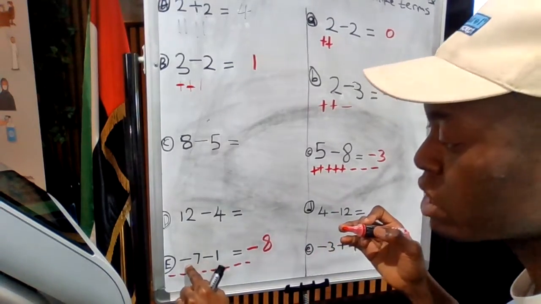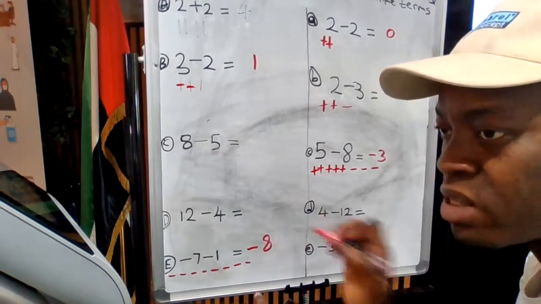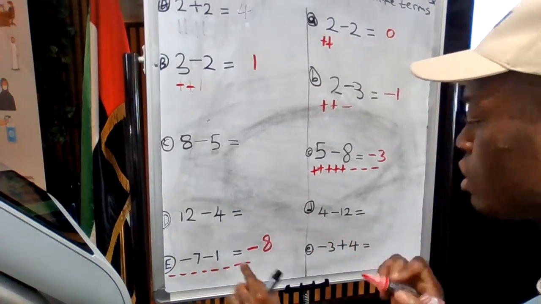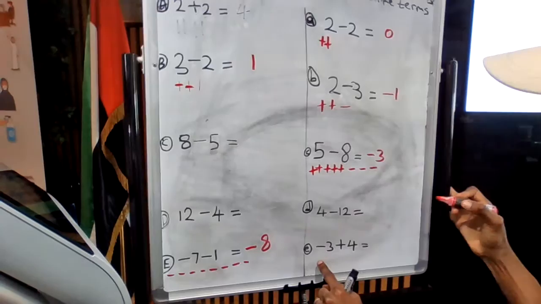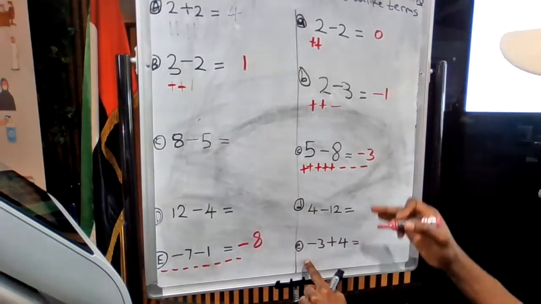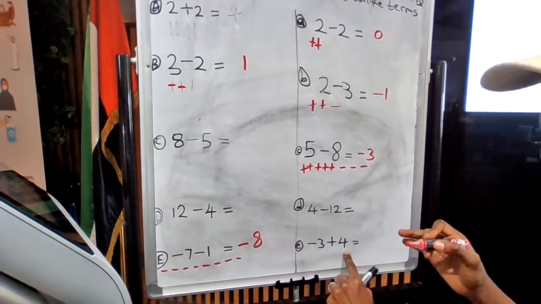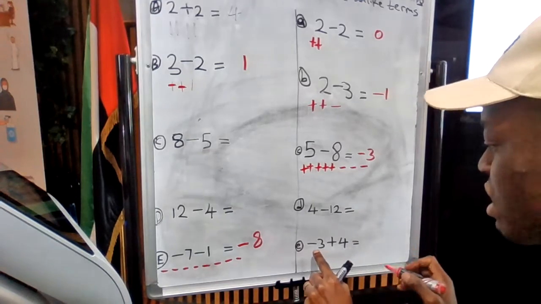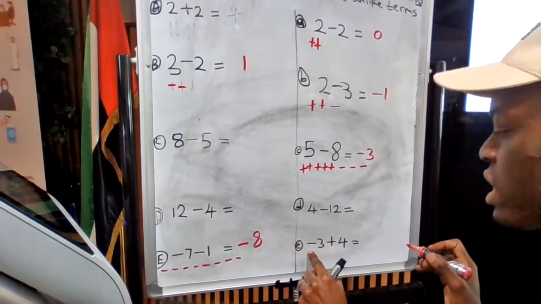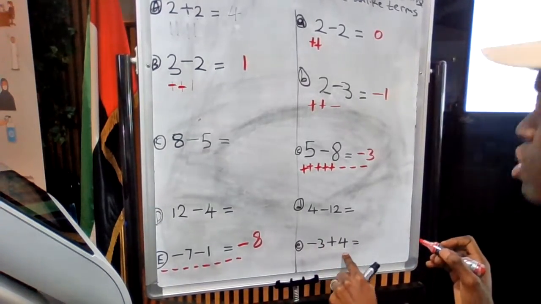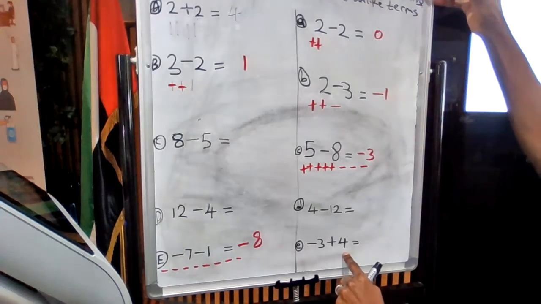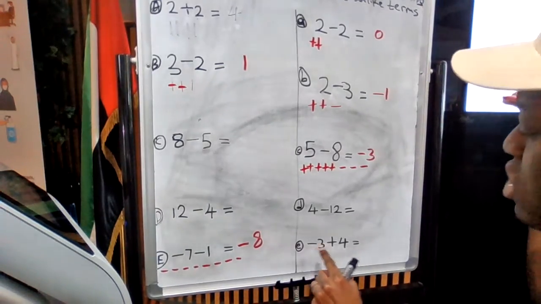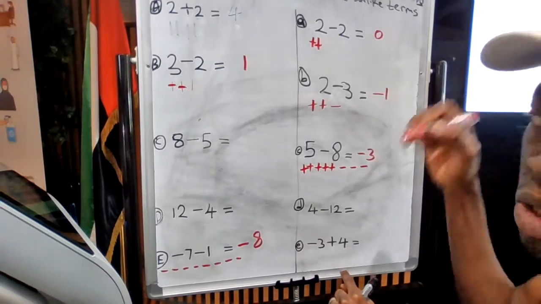Minus 7. Take away 7. Just practicalize it. Then take away 1. Then you get it. The last one in this section is minus 3 plus 4. You cannot take away 3 first. There is plus. In BODMAS, addition before subtraction. When you have plus and minus, you have to treat the plus first.